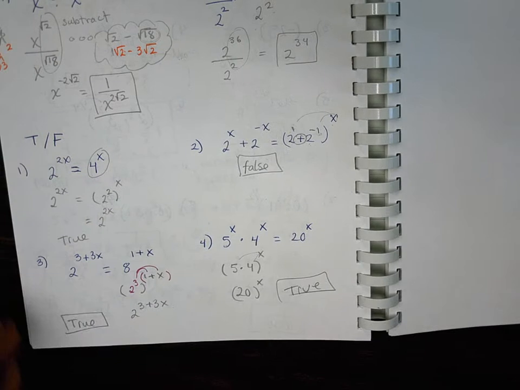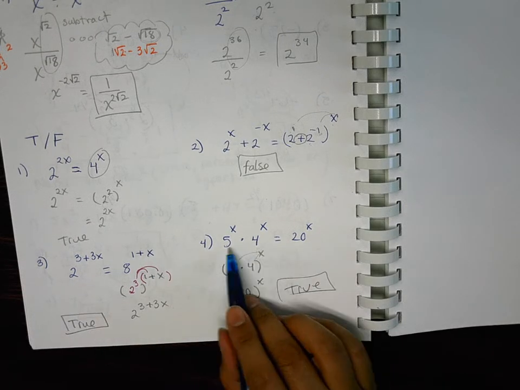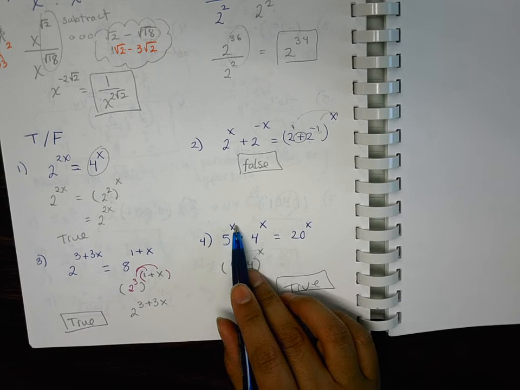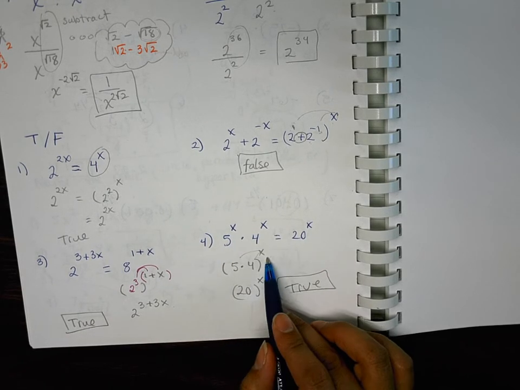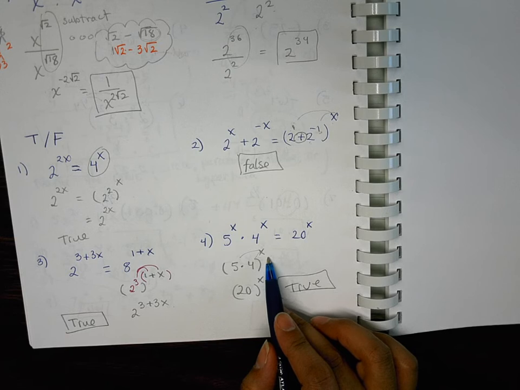So if the bases are different, but the exponents are the same, you just multiply the bases? Yes, and the exponent stays. All right, so her question was, if the bases are different but the exponents are the same, you just multiply the bases? Yes, and the exponent stays the same. All right, number 5.